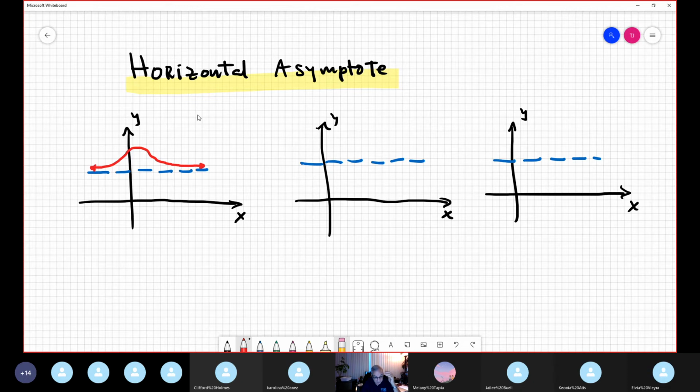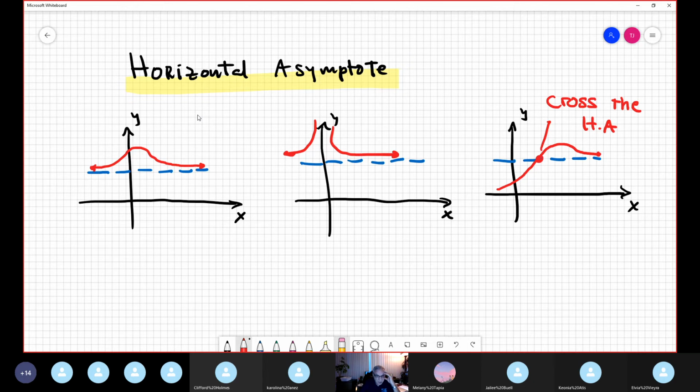Suppose this is one possibility. Another possibility is when we have this. Okay, and one possibility is you cross it. Here, you cross it. You cross the horizontal asymptote. Okay, this does not always happen, but sometimes happens. I want to explain in detail, but in another moment, not now.